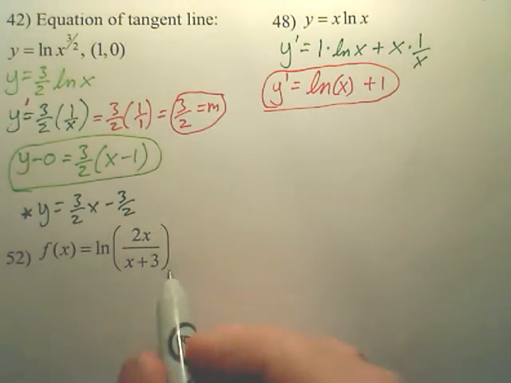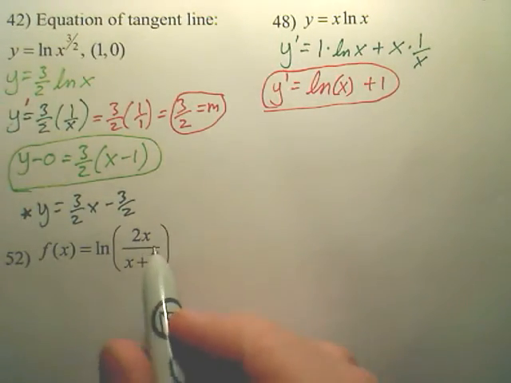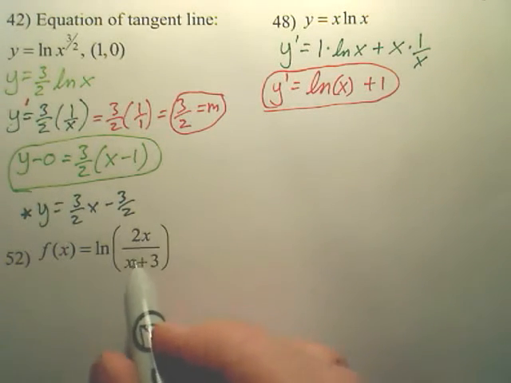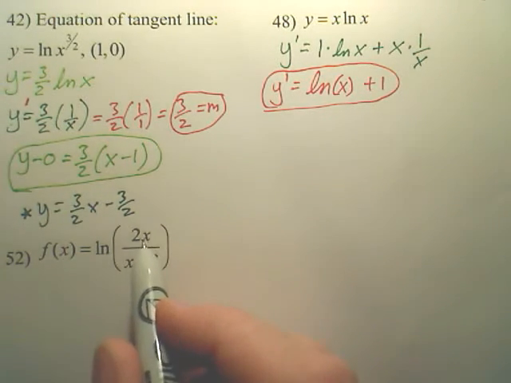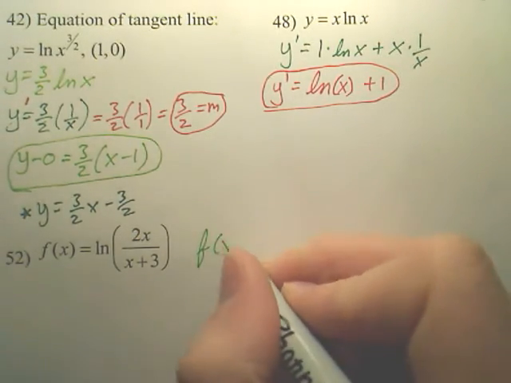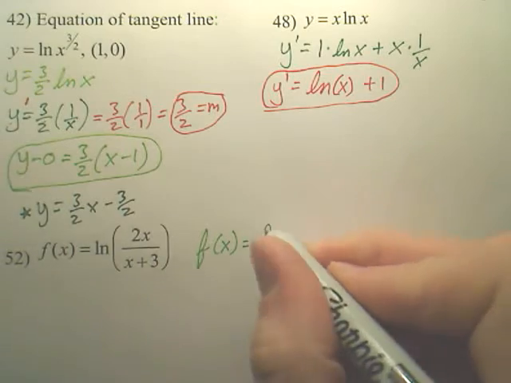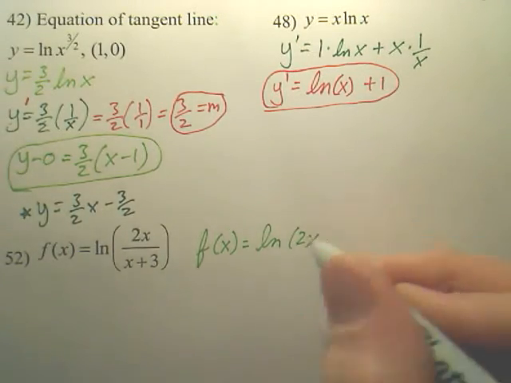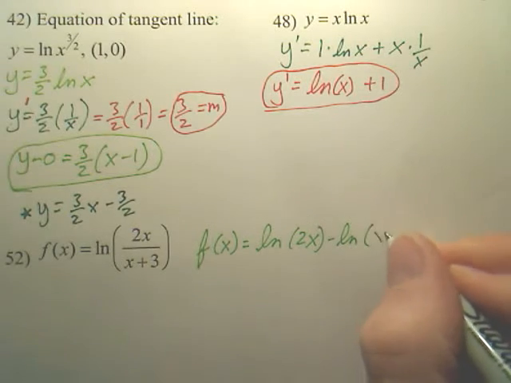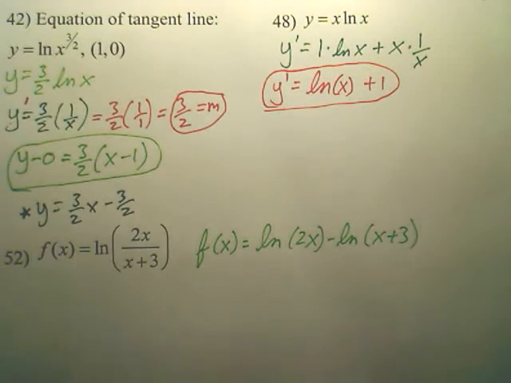52 here, if I want to derive this, you don't want to deal with the quotient rule. I could do u prime over u, but I'm dealing with the quotient rule. It would be kind of a pain. You have to remember your properties of logs. I can rewrite this as the ln of 2x, when you have a division that's minus ln of x plus 3. That is so much nicer to use the properties of logs to rewrite it and then deal with your new piece.